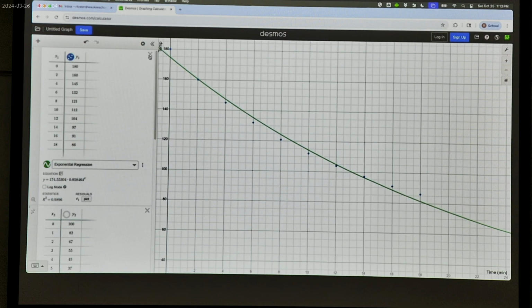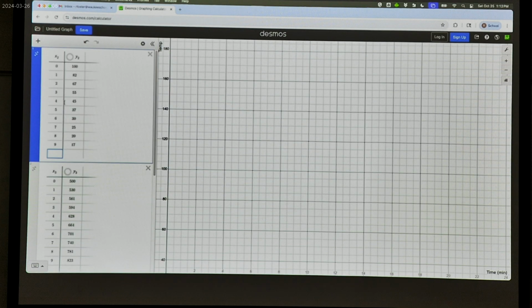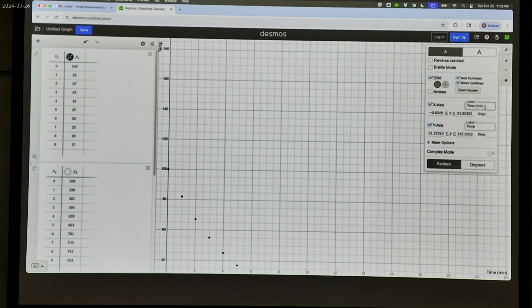All right, so we're moving on to problem number 2, which is going to be radioactive decay. I'm going to turn these plots on, and then I'm going to change the settings here for the labels. Again, if you go to the right-hand side of the screen, there's going to be a little graph settings button. It'll be above the zoom buttons, but it's a little wrench.